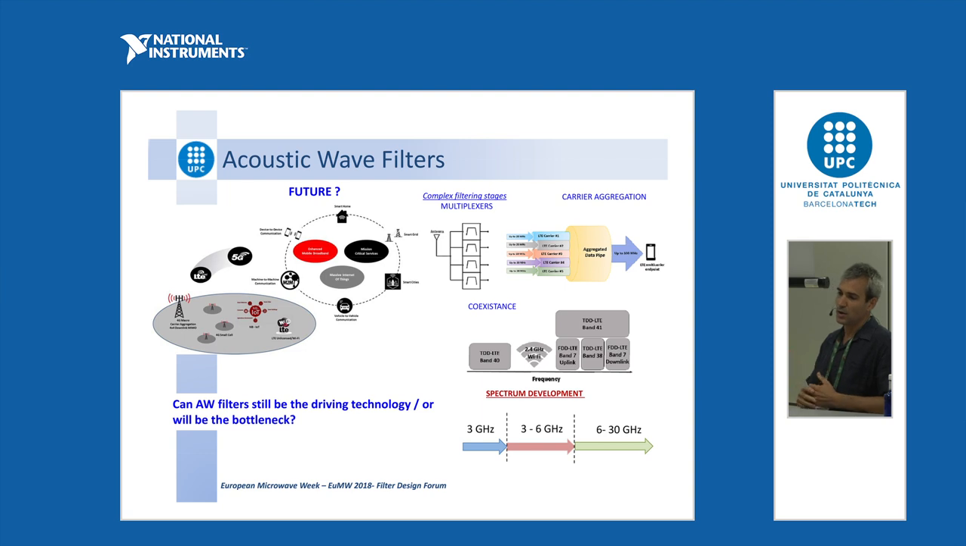As long as those filters can still provide or achieve the electrical requirements, this technology will still be driving the expansion of wireless applications, mainly because of the extremely compact size, right? But to be able to do that, those filters will need to perform in complex filtering stages such as multiplexers. They also will need to respond to carrier aggregation scenarios, and of course, they need to offer coexistence. That means that in a single device we need to have more than 40 filters, and they all have to operate without detrimental interference between them. And it's also very important to see how this technology responds to the new spectrum development.